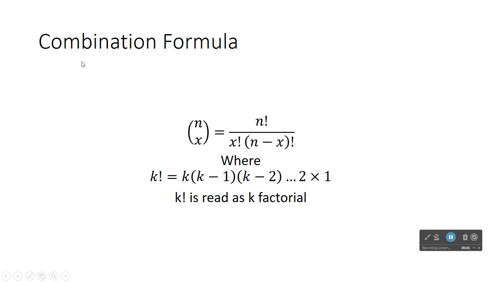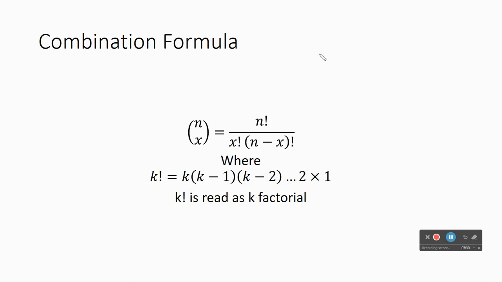This combination formula, this n choose x, we have a formula for it right here. It looks kind of scary, where this is read n factorial over x factorial times n minus x factorial, where in general k factorial is k times k minus 1 times k minus 2, and so on down to 2 times 1.